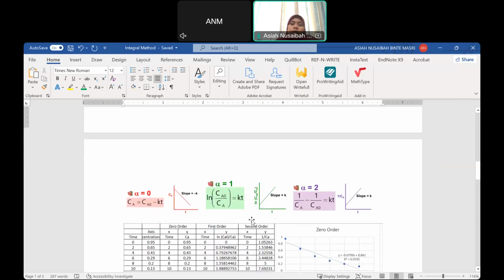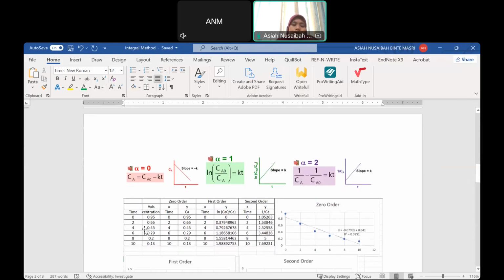Okay, so what do we do? We simply tabulate. We already have the time, we already have the concentration. So for zero order, your x-axis will be time, your y-axis will be concentration.